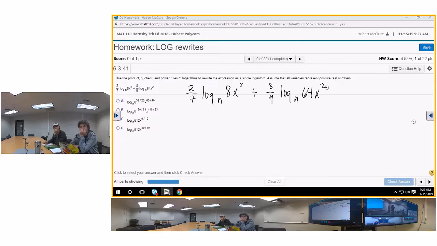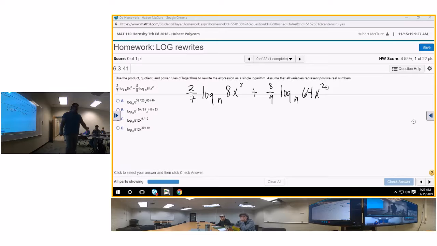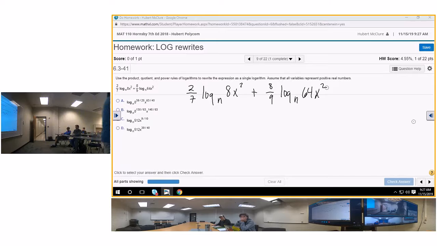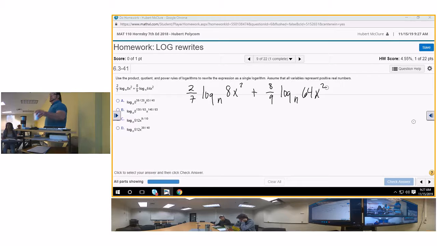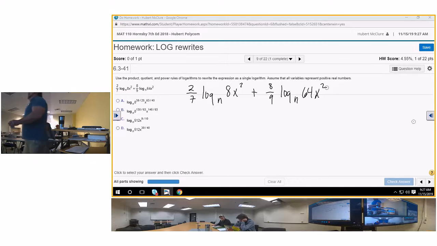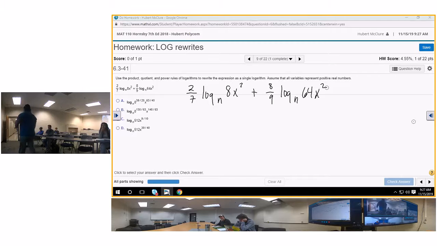So, now, are we expanding or are we simplifying? We're simplifying because we're going from left to right. We're going from the plus. That plus is going to become a multiplication symbol. We're going to use the product rule and the power rule. So go ahead and do that.